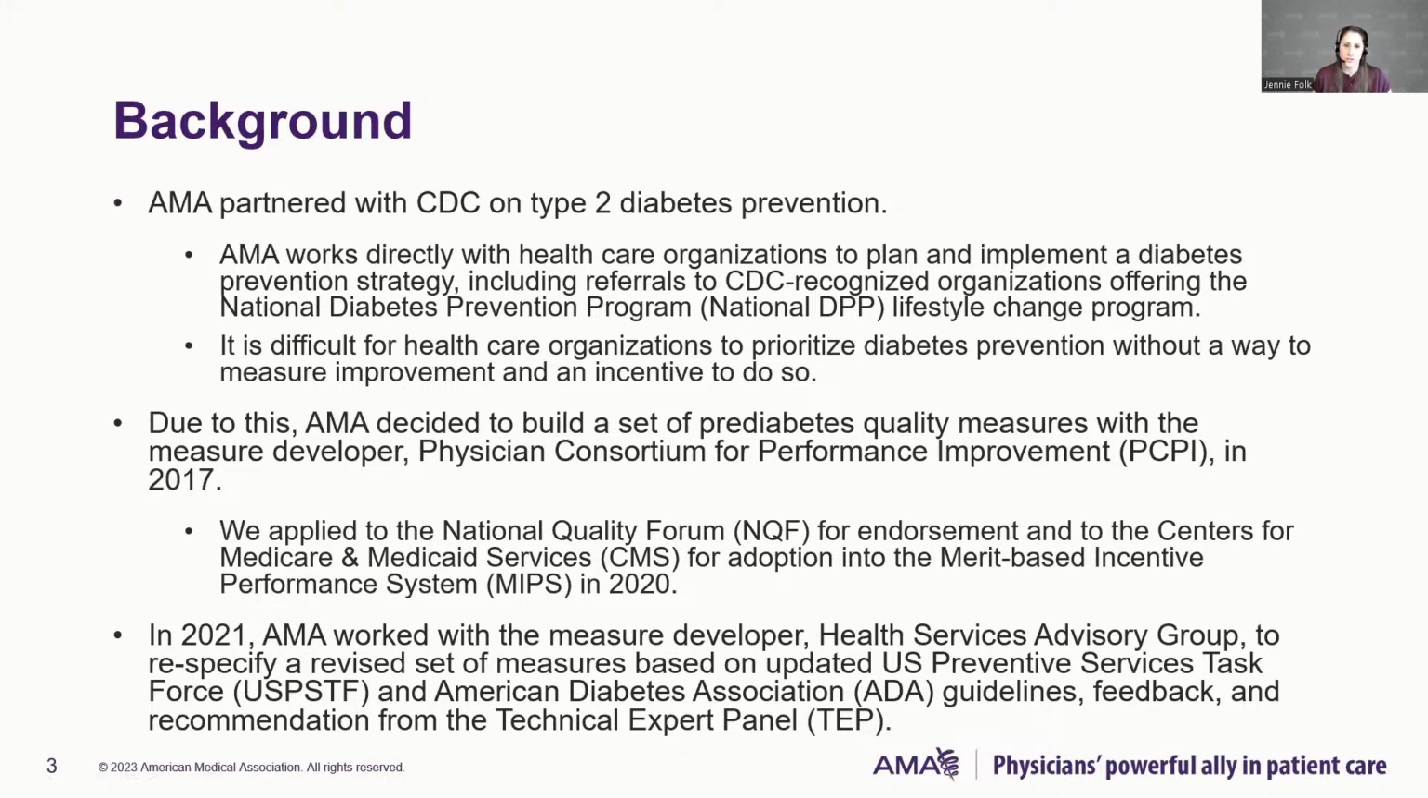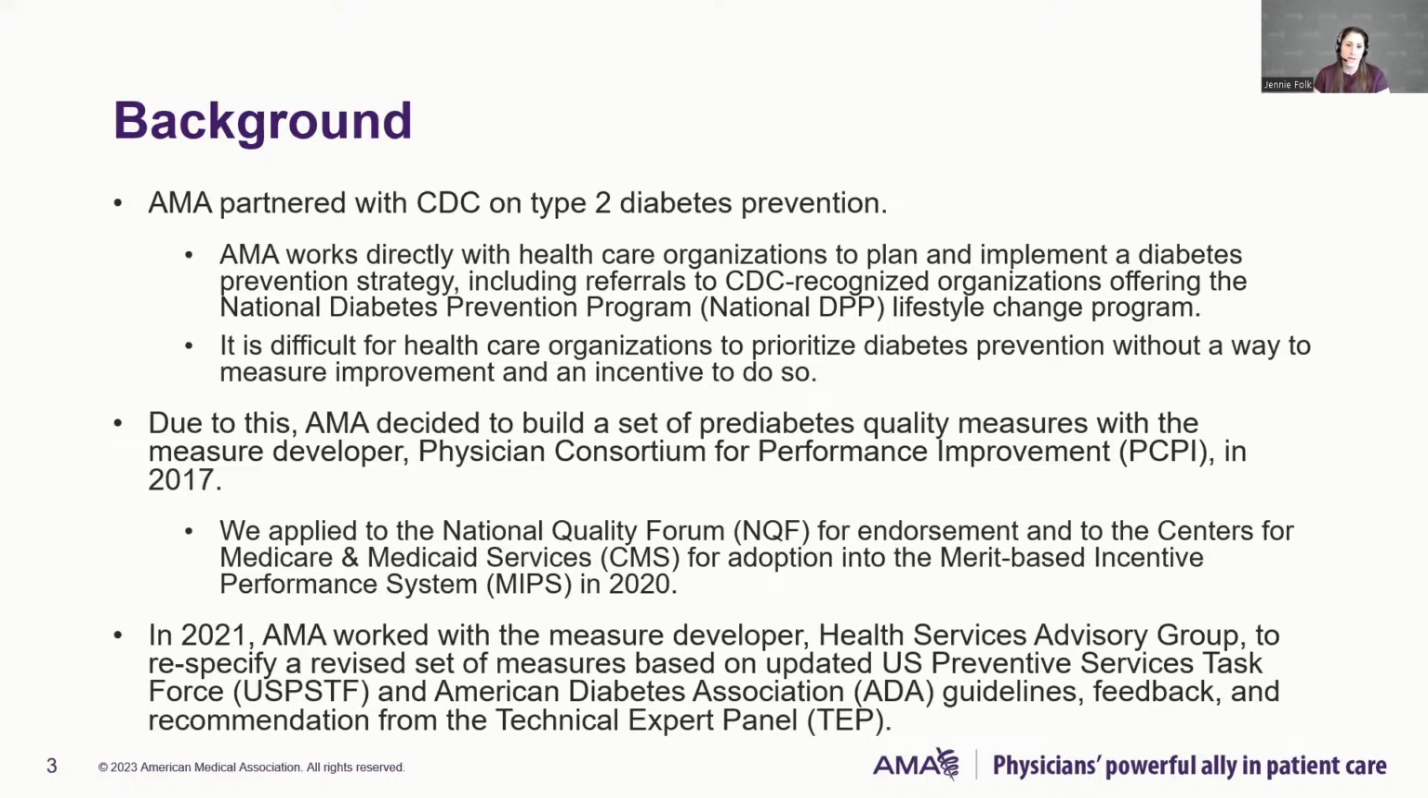A quick background on the measure set. AMA partnered with CDC to improve type 2 diabetes prevention, including increased referrals to the CDC National Diabetes Prevention Program or the National DPP Lifestyle Change Program. During this time, AMA was working directly with healthcare organizations to plan and implement a diabetes prevention strategy. We found that healthcare organizations had a difficult time prioritizing type 2 diabetes prevention, partially because there wasn't a generally accepted method to track progress, and there wasn't an existing incentive to do so.